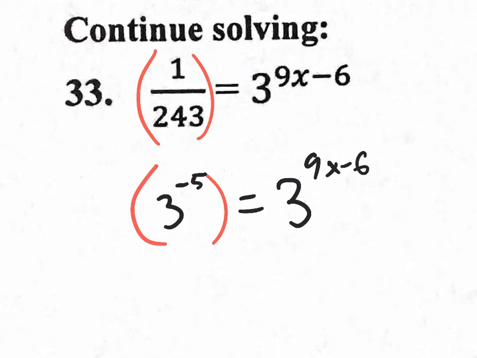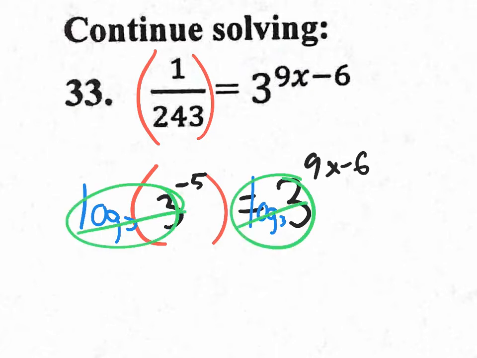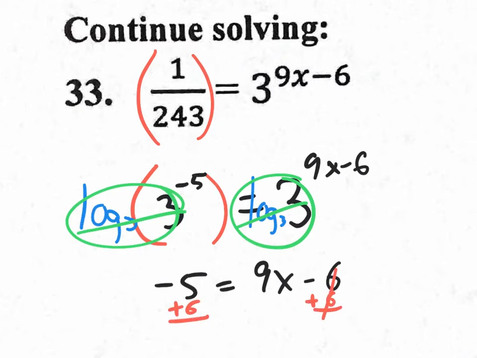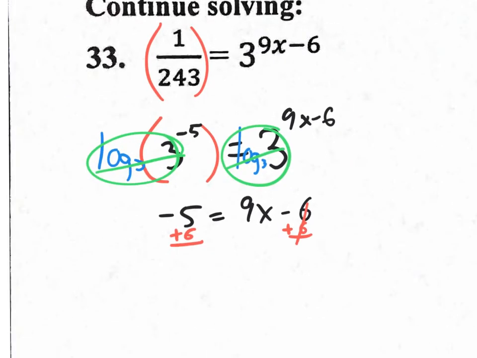Now that I have the same base, I could technically apply a log base 3 there, a log base 3 there. We already know log base 3 of 3 eliminates, log base 3 of 3 eliminates. So we have negative 5 equals 9x minus 6. And now it's just becoming a regular algebra 1 problem. Add 6, you will have 1 equals 9x. Divide both sides by 9, and x equals 1/9.